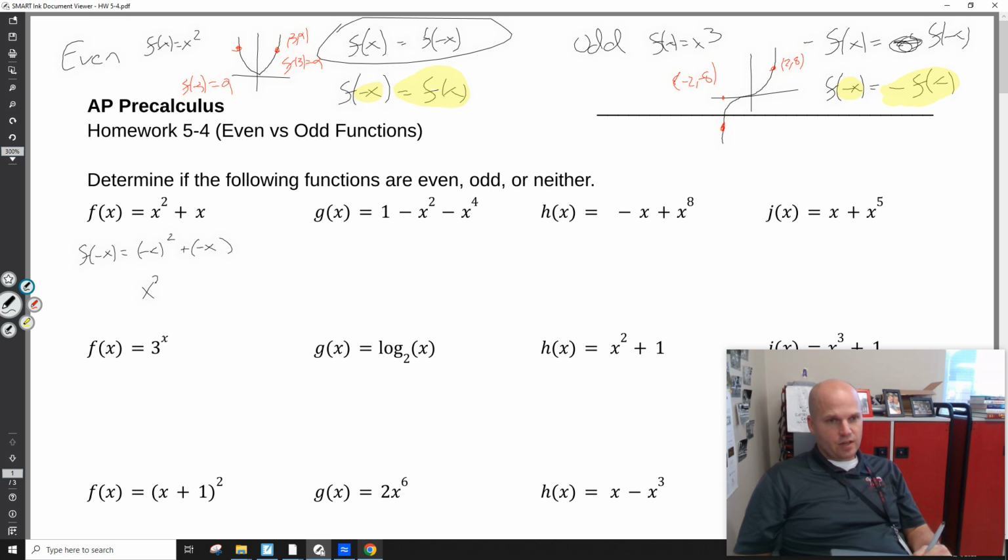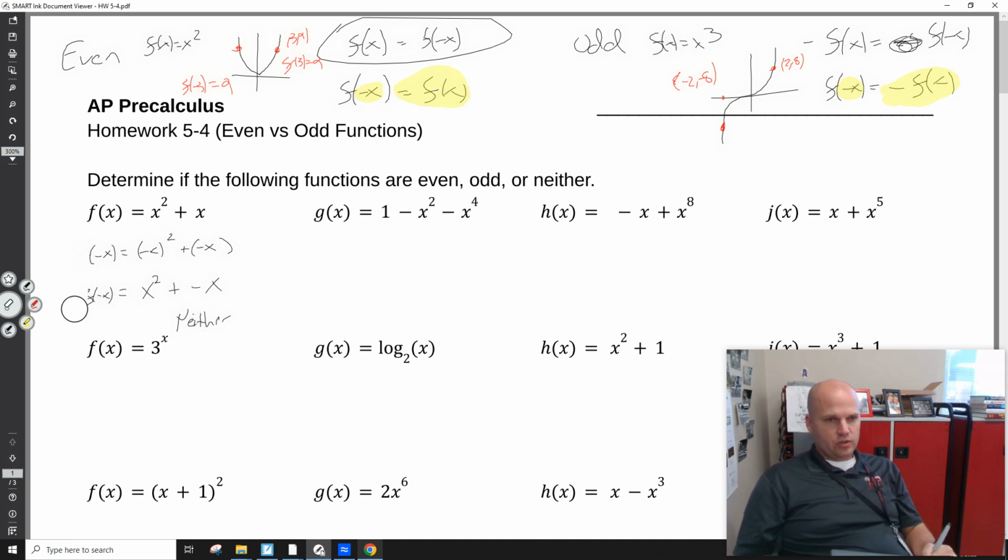And I get positive x squared, since negative x squared is positive x squared, plus negative x. Now, what do I notice? This is not the opposite of f of x. This is not the same as f of x. So, this is a neither situation. Now, we can check with numbers.